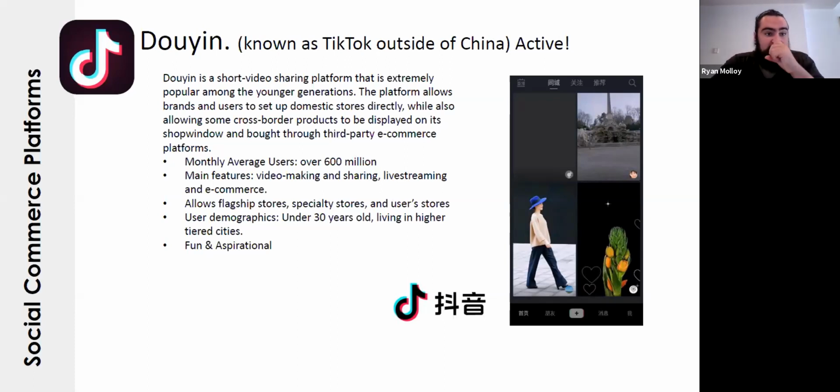Their cross-border initiative, we've been told, but again, it could be a rumor, is going to be coming through in the next 3 to 4 months. So Douyin have said that there will be a cross-border option for their stores, but as we know, as of now, it doesn't.